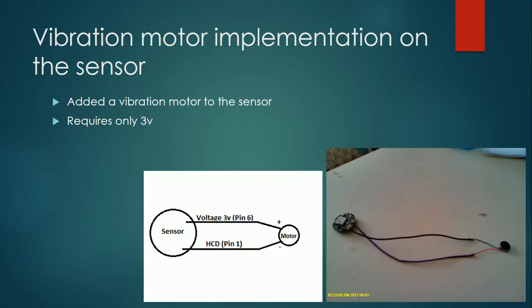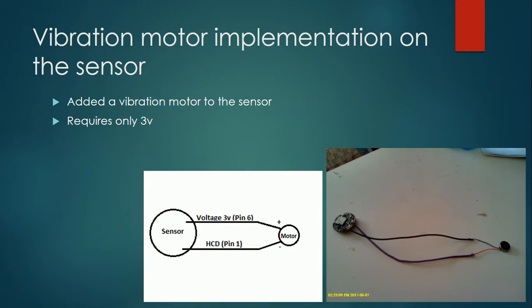So I have successfully added a vibration motor to the sensor. This vibration motor works well with the sensor, unlike the external microphone. The reason is because the vibration motor requires only 3 volts, so it follows the voltage rate in the sensor. So here is the picture and the schematic. And this schematic shows how I can connect the vibration motor to the sensor.